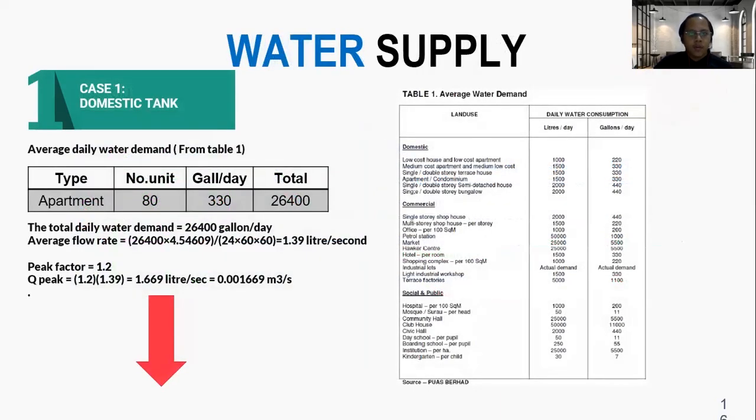Firstly, we have to know the average water demand, which can be taken from Table 1. After that, we can calculate from the total of 80 units, and we get 26,400 gallons per day. After that, we have to convert into liters per second. For the QP, or the capacity, we have to multiply the average flow rate with the peak factor of 1.2 and we get 0.01669 meter cube per second.